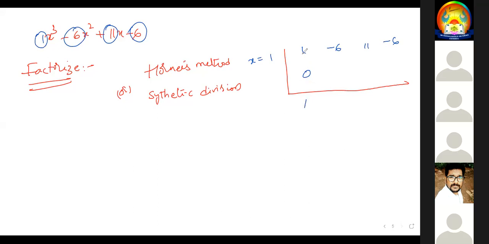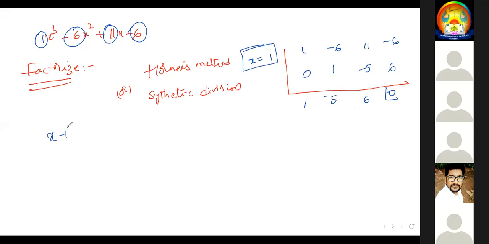One. When we add these two, it becomes 1. Now multiply these two. 1 ones are 1. Again, it is minus 1, then 5. Again, multiply these two: minus 5. 11 minus 5 is 6. Again, 6 ones are 6. It will become 0. Whenever it becomes 0, we say that 1 is a root.